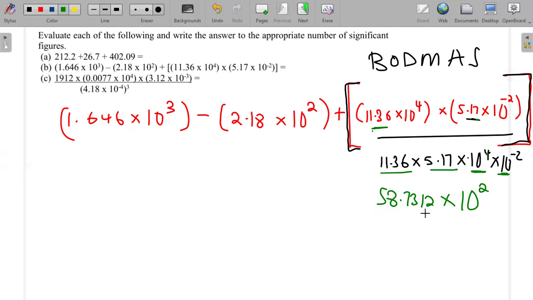And then now I consider the number of significant figures. This number here, how many significant figures does it have? It has 4 significant figures. What about this one? It has 3 significant figures. Since we are multiplying, our answer should have the same number of significant figures as the one that had the what? The least. So I have to round off this number to 3 significant figures. I'll round it off from here.